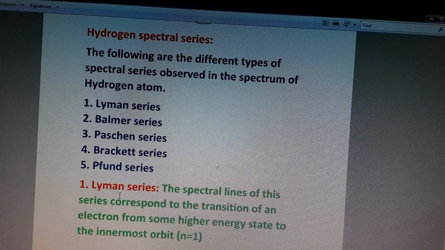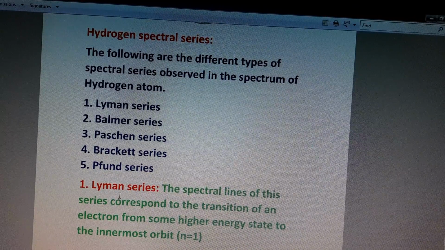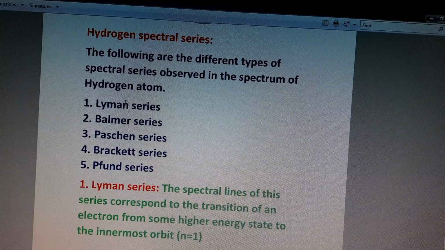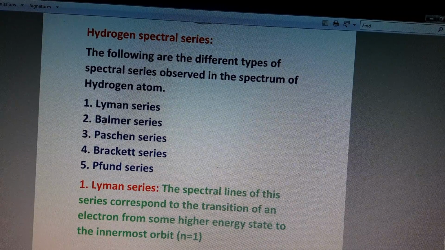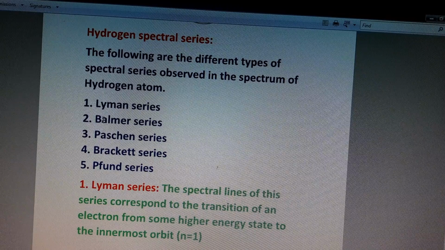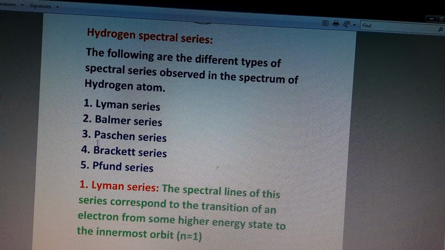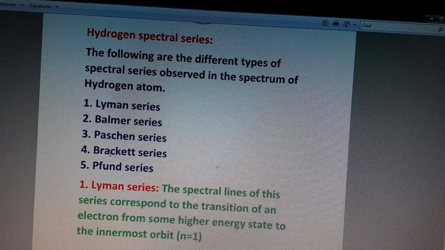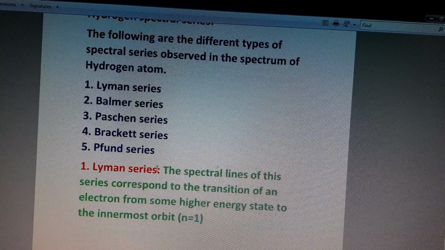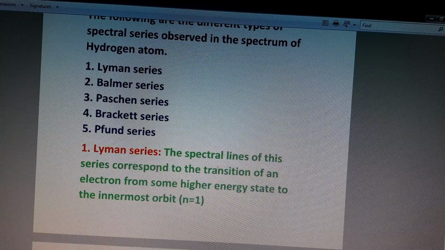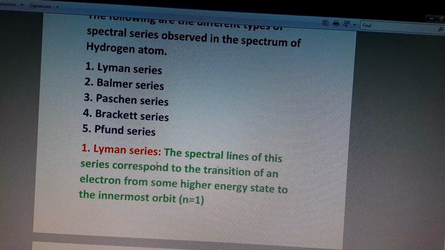The hydrogen spectral series are of 5 types. The following different types of spectral series are observed in the spectrum of the hydrogen atom. The first is the Lyman series, the second is the Balmer series, the third is the Paschen series, the fourth is the Brackett series, and the last is the Pfund series.